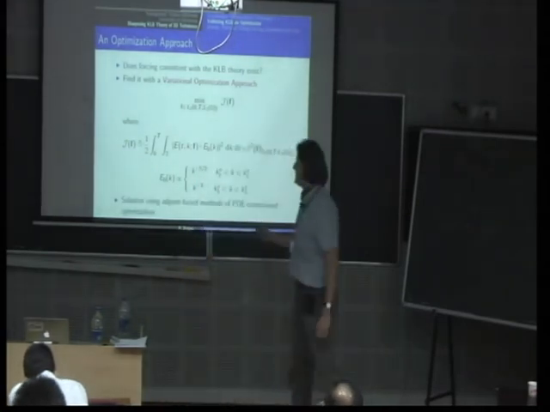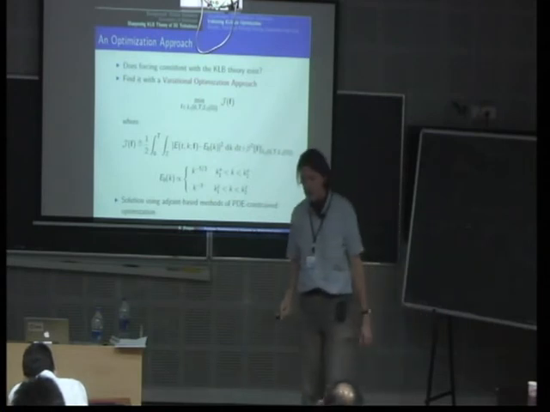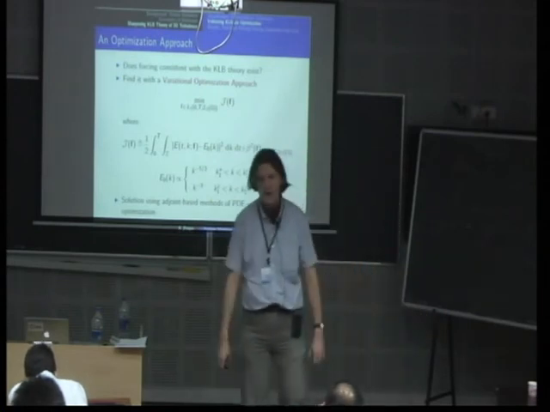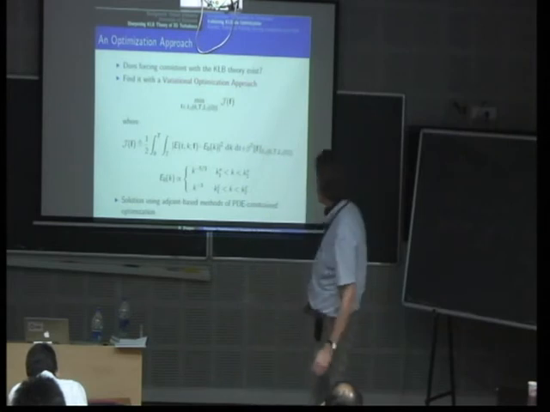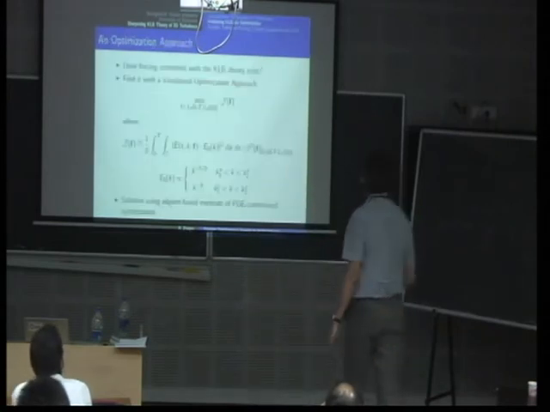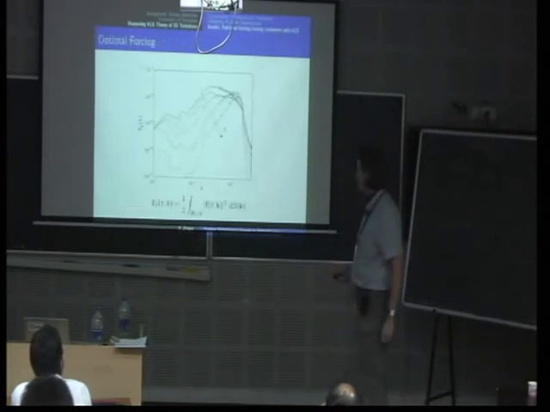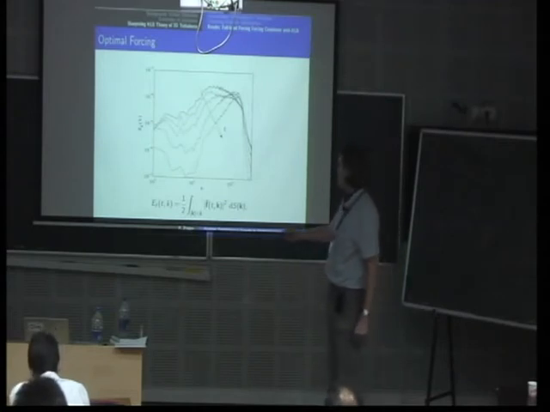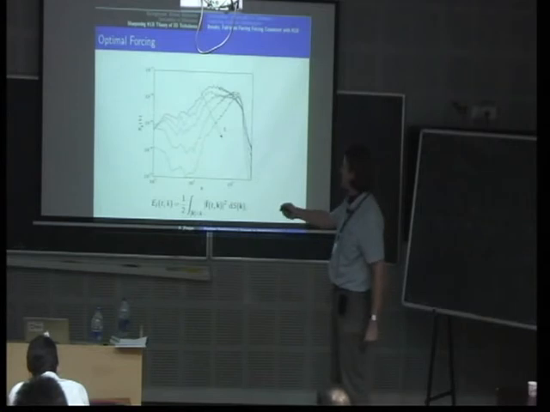And that problem lends itself to a numerical solution using the adjoint-based techniques I described, although details tend to be more complicated, but in principle, the idea is just the same. So I'll skip those details and just show you some results. So here's the optimal forcing. Here is what the optimal forcing looks like as a function of the wave number for different times.